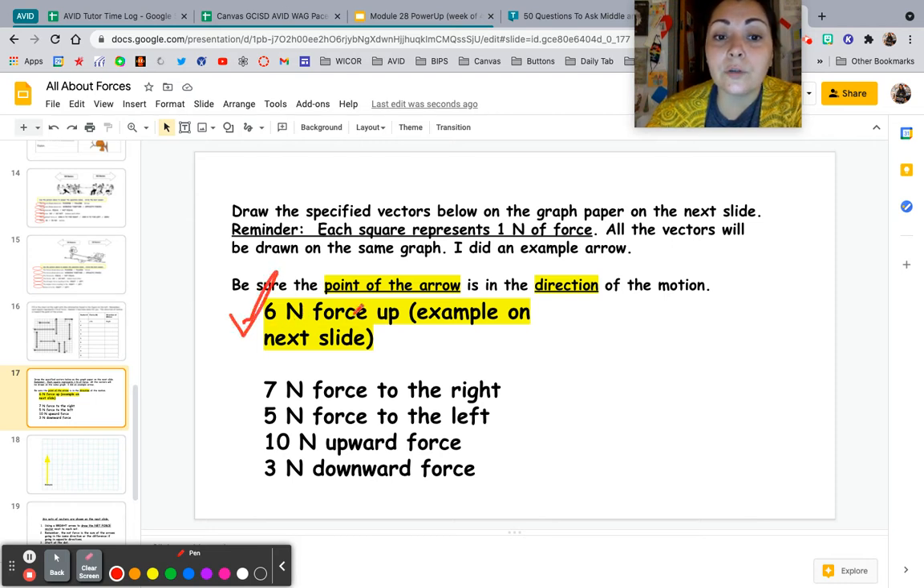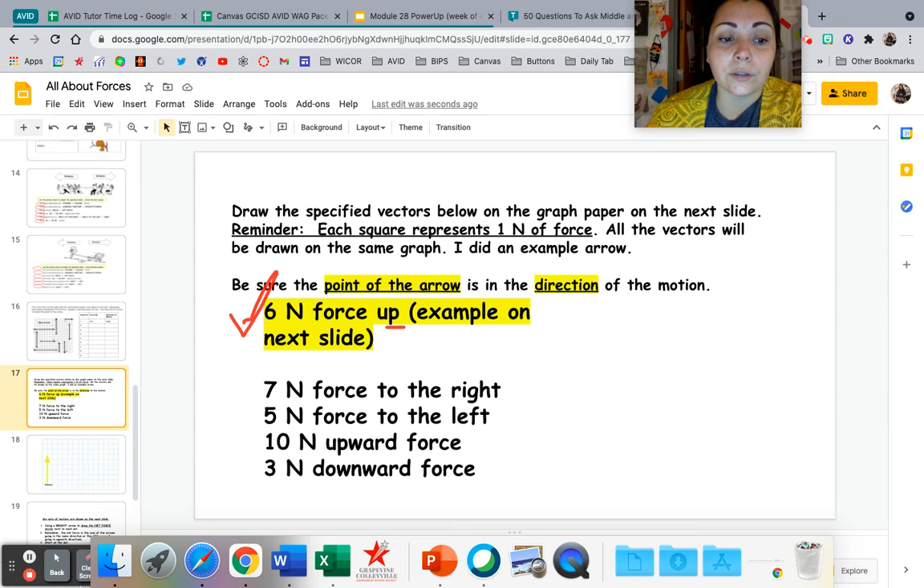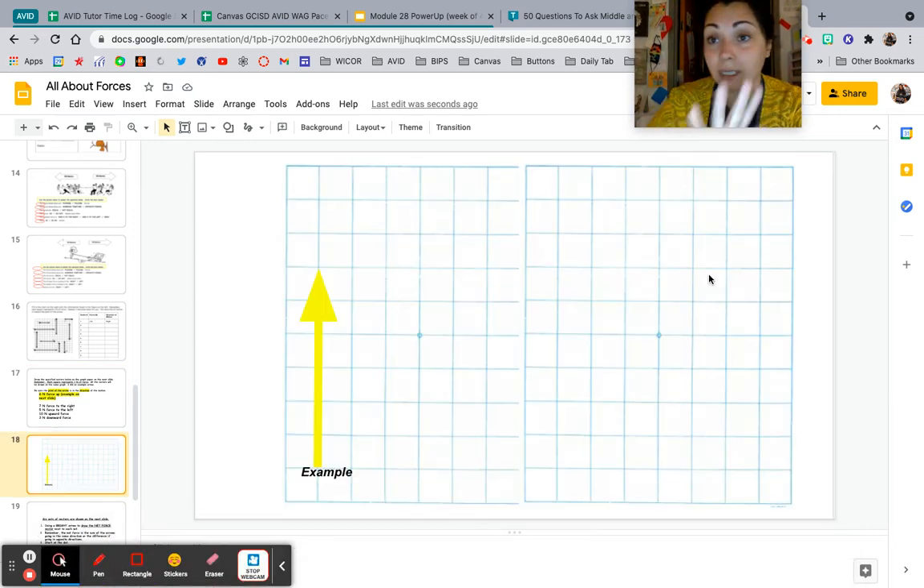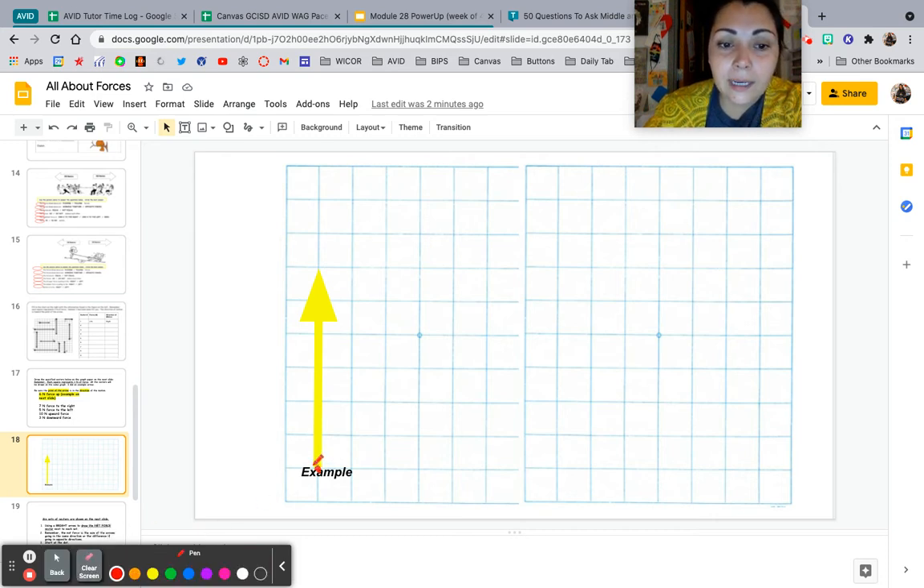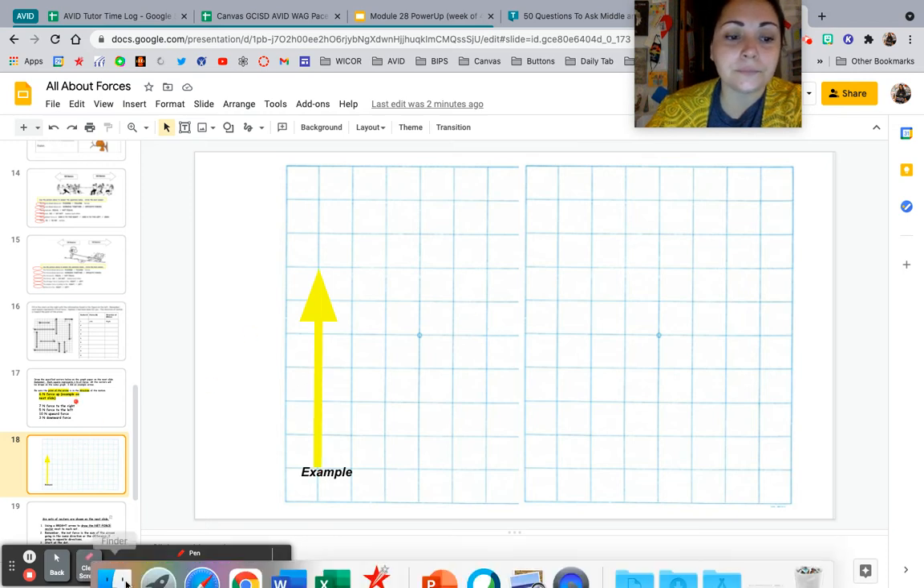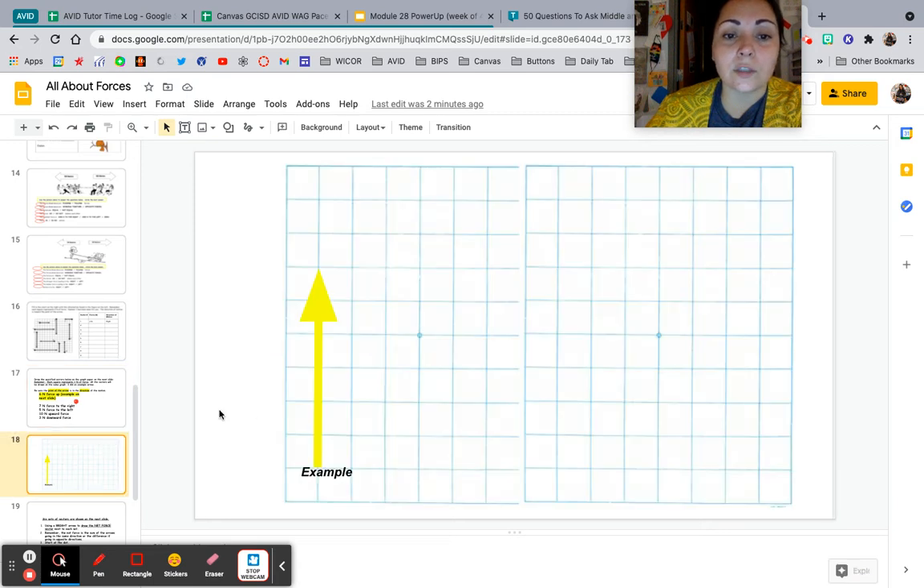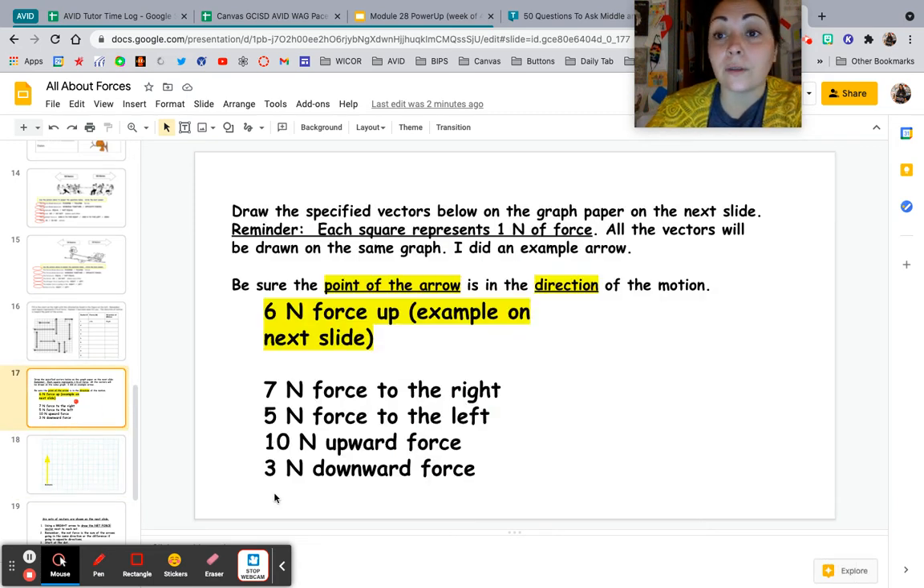If you have a 6 Newton force up, what is that going to look like? Anywhere you want, just kind of spread them out. I started right here at the bottom. I like to have a circle, but it's hard to do with the drawing tools. So you're going to go 1, 2, 3, 4, 5, 6, and it's 6 in the up direction. That's why I did 6 in the up direction. So you'll do the same thing with these 1, 2, 3, 4.